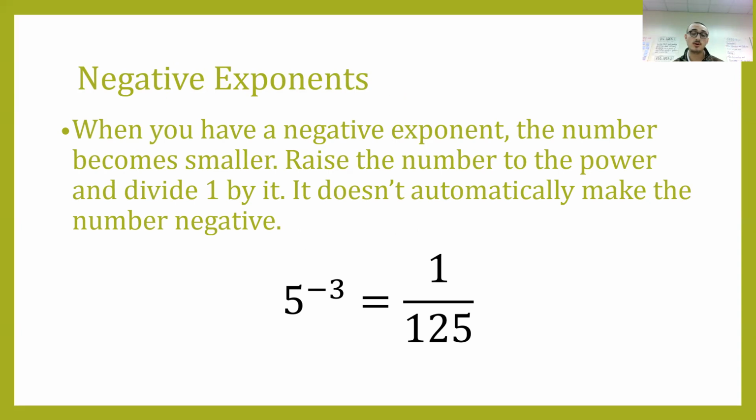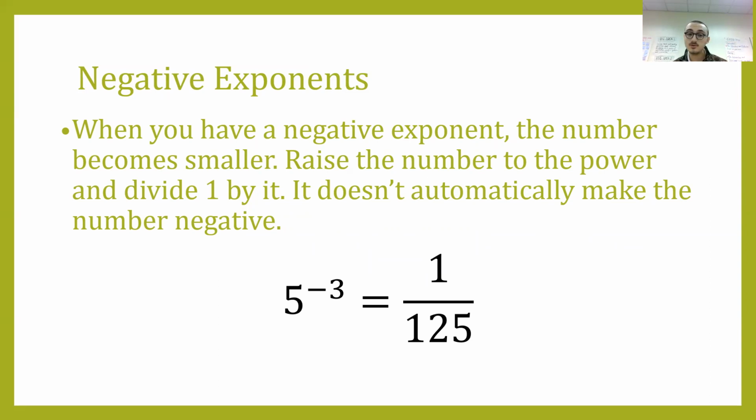Last thing for today, we're going to talk about negative exponents real quick. When we have a negative exponent, the number is going to become smaller. So instead of it becoming really big and growing super quickly, it's actually going to shrink down just as quickly. So we're going to raise the number to the positive power, okay, and divide it into 1. So if we have 5 to the negative third power, what we're going to do is 5 to the positive third power. 5 times 5 is 25. 25 times 5 is 125. So we're going to take 1 and divide it by 125.